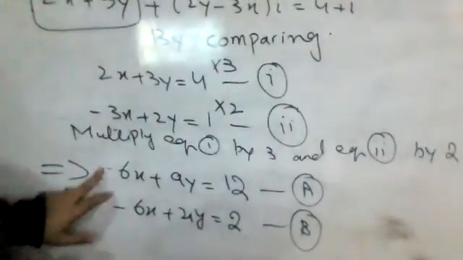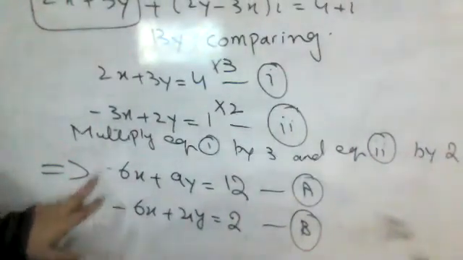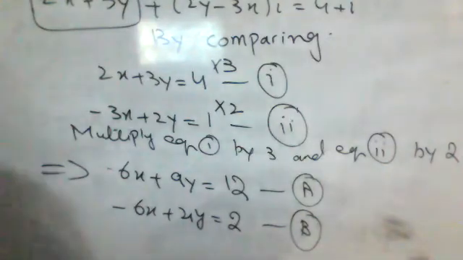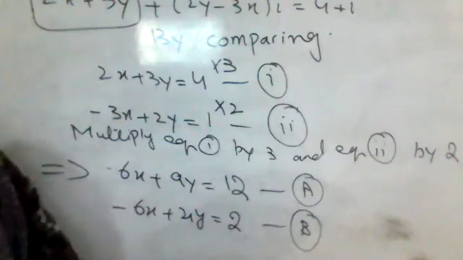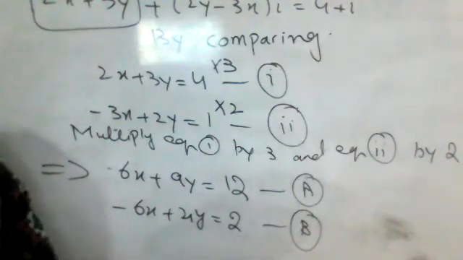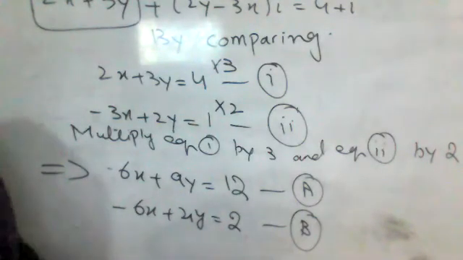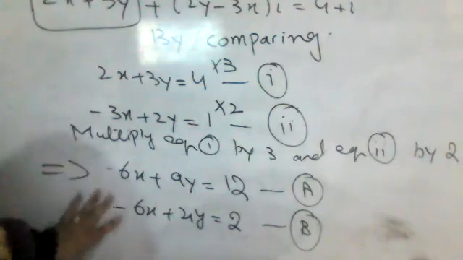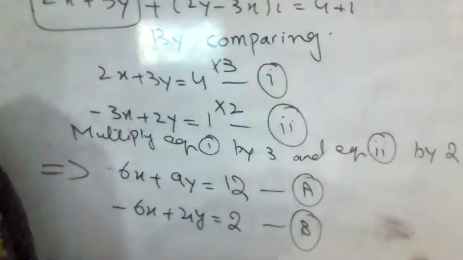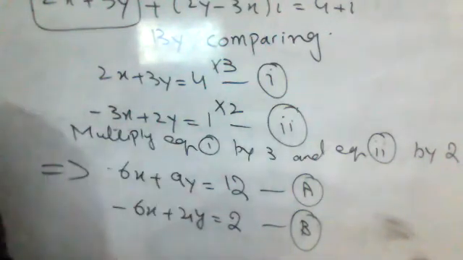Now you can see that you have equal coefficients of x but different signs. So how can you eliminate x from these two equations? By adding or by subtracting? By adding. Why adding? Because they already have different signs. We don't want to make their signs different. So you will just add equation A and B.